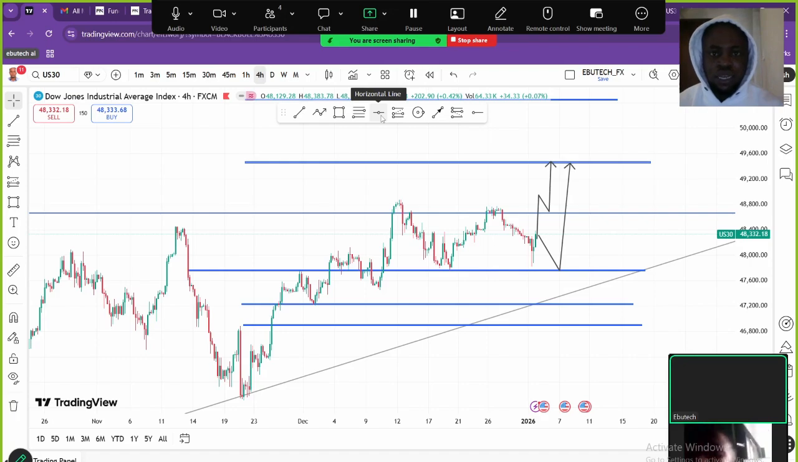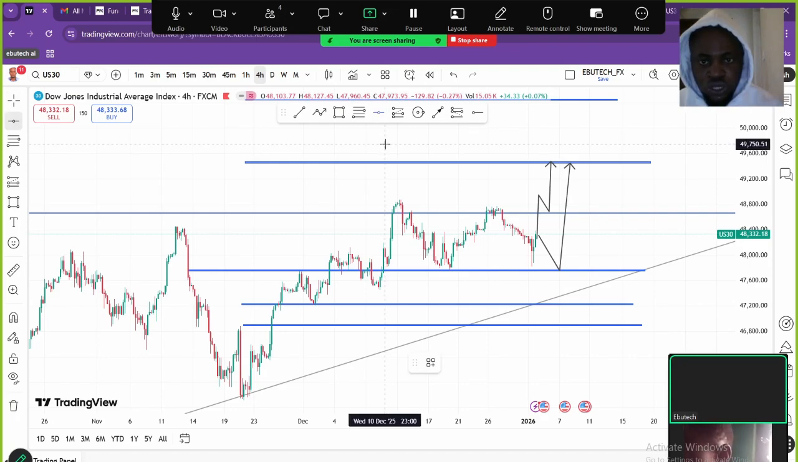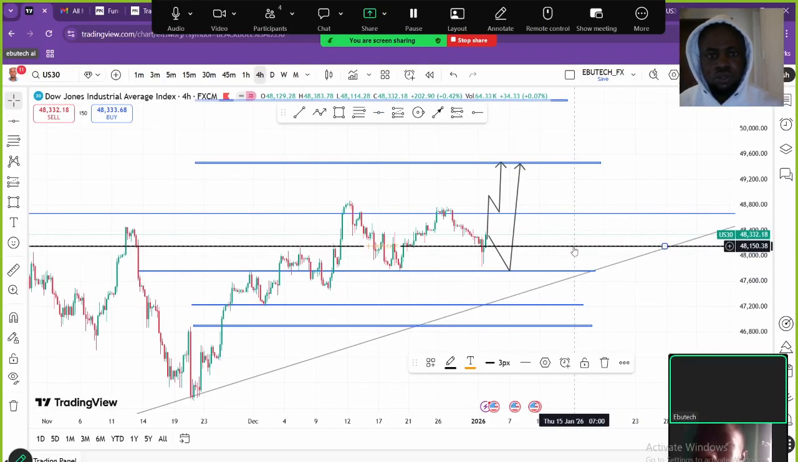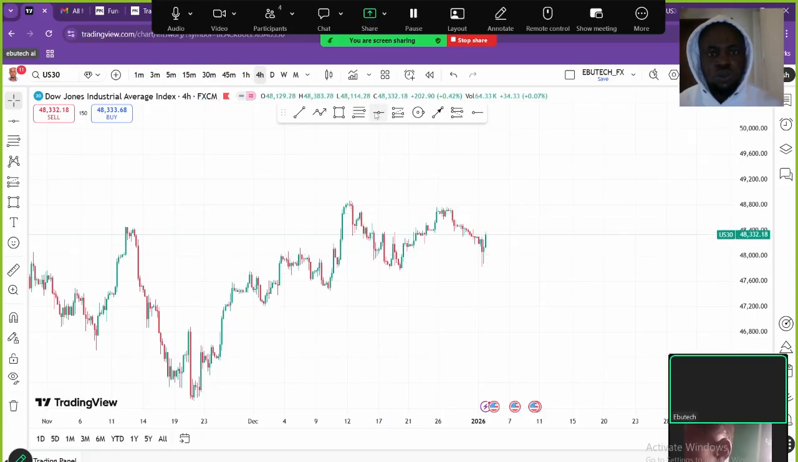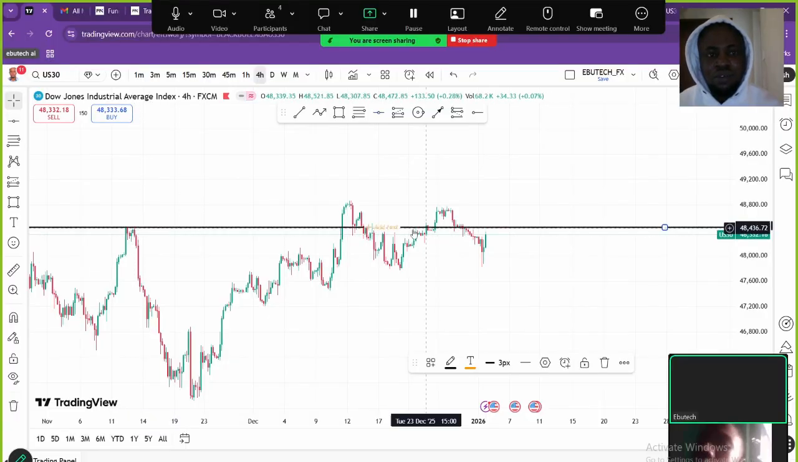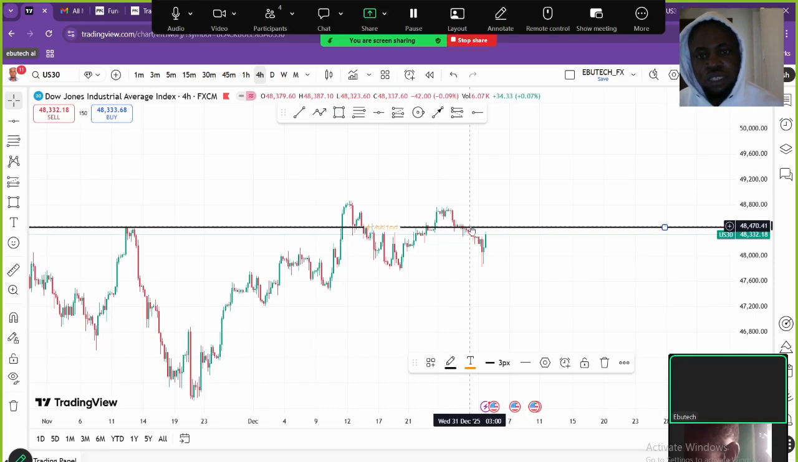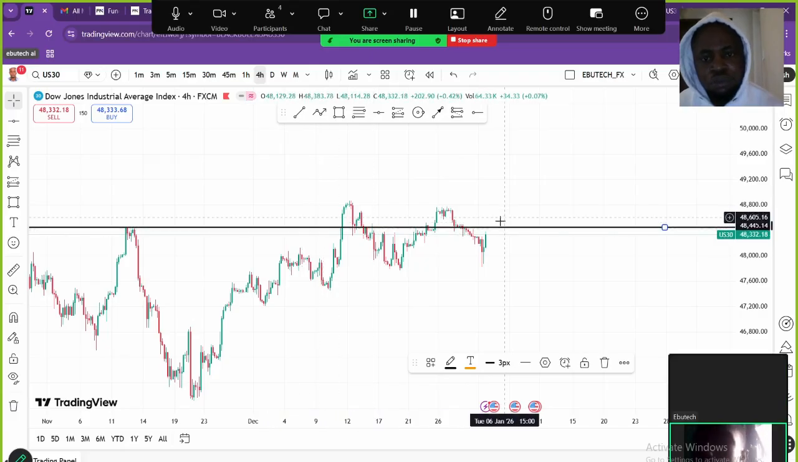So now this is a horizontal line. The horizontal line, we use the horizontal line to mark out. Let me delete this. We use this horizontal line to mark out the level of the market, where the market reacts. Like I told you, US30 reacts every 100 pips. Once US30 does 100 pips, there is always a reaction.